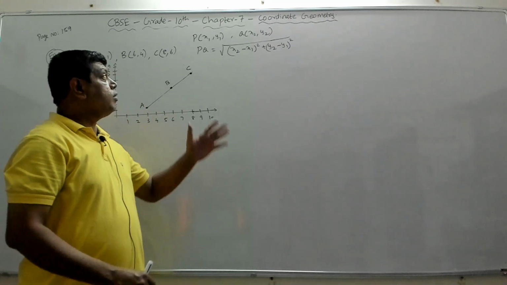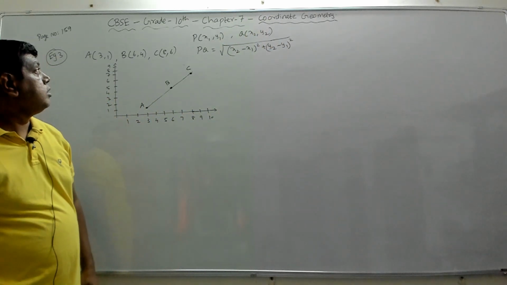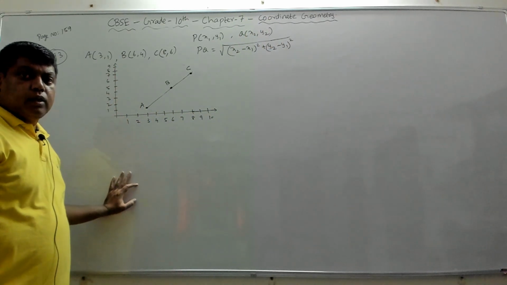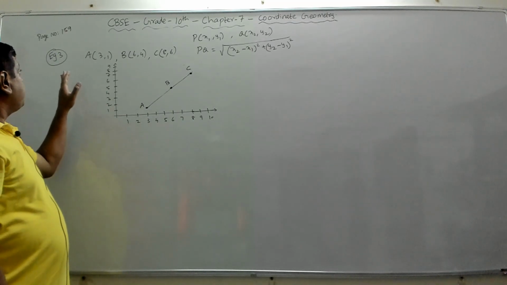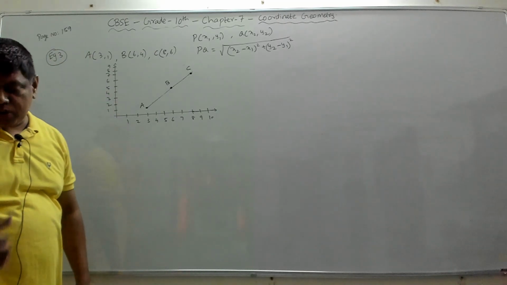In this video, we'll continue with the chapter Coordinate Geometry, which is chapter 7 from your 10th standard CBSE Mathematics. We'll continue with example 3 on page number 159 in your textbook.